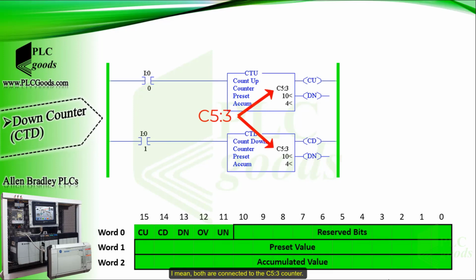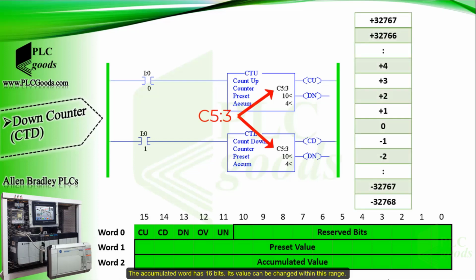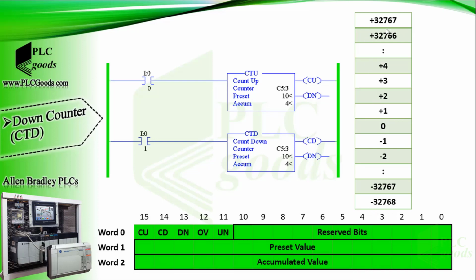See these two up and down counters which use the same addresses. I mean both of them are connected to C5:3 counter. The accumulated word has 16 bits. Its value can be changed within this range. Now its value is 4. First, let's use the up counter to increase the accumulated value.